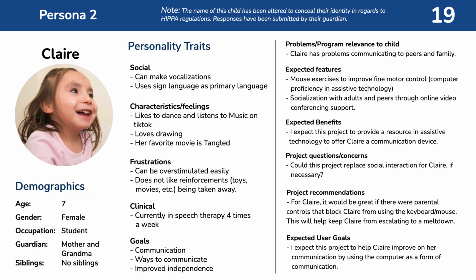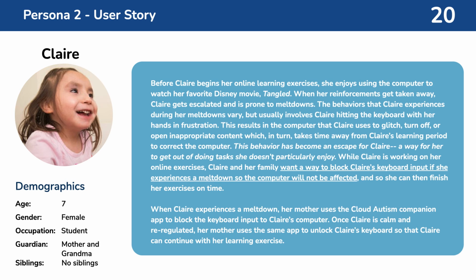For my second persona, this is Claire. She is 7 years old and is someone who can be overstimulated easily, which leads to meltdowns. Many kids with ASD can escalate to meltdowns, and the behaviors that are experienced during these meltdowns can vary from low to high severity. This escalation can be potentially dangerous for both Claire and her family. It is important for the Cloud Autism Project to have tools that parents and guardians can access when the kids, like Claire, escalate to a meltdown during online exercises. These tools will preserve the online exercise, so once the child is calm, they can continue with the exercise.